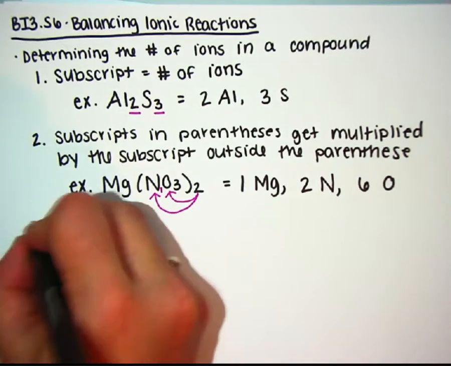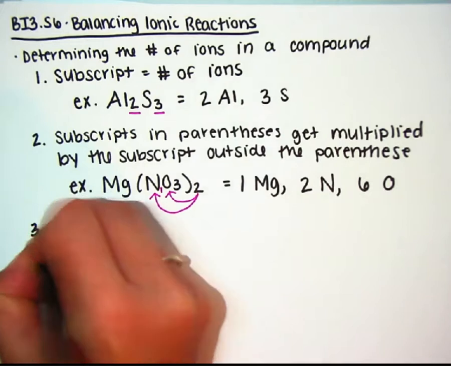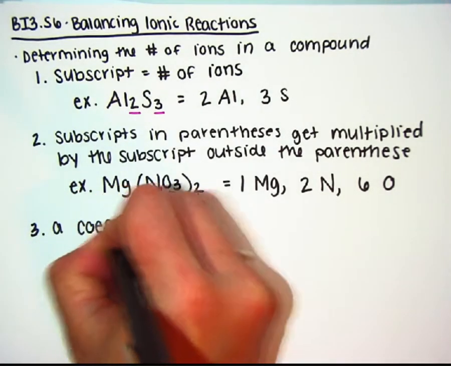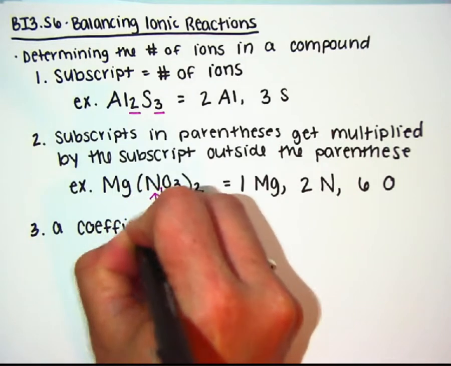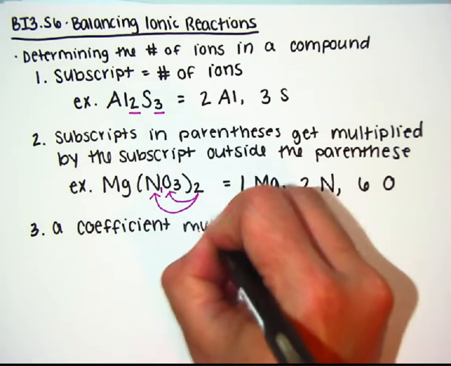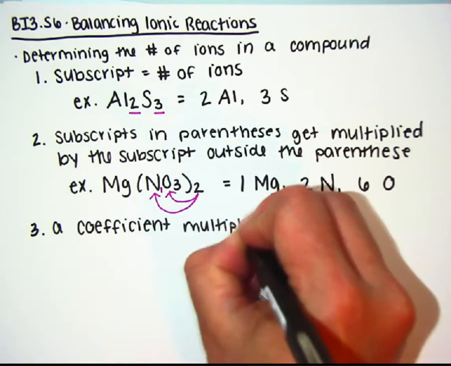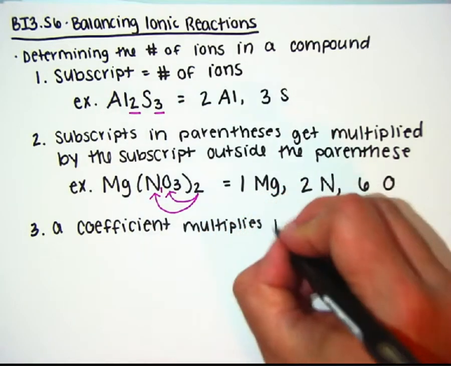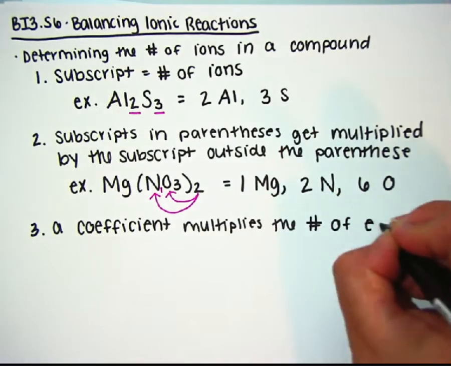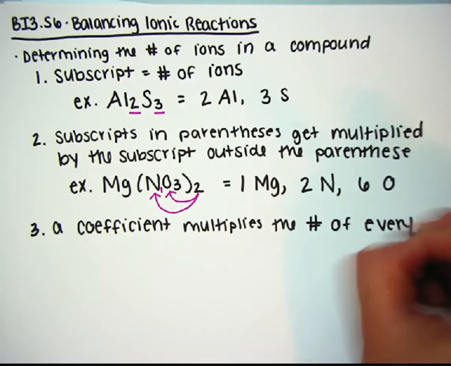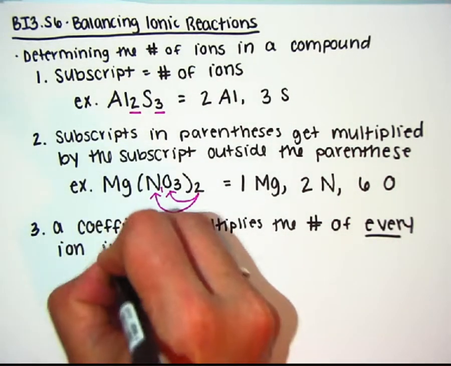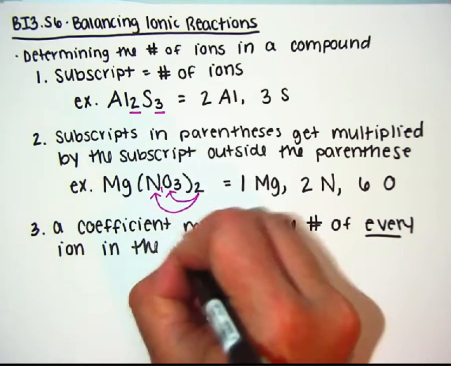Last rule to know, when we balance reactions, we are going to add something called a coefficient. A coefficient multiplies the number of every ion in the formula.